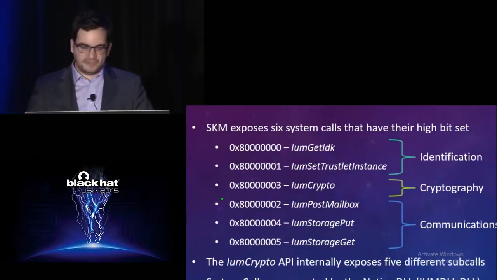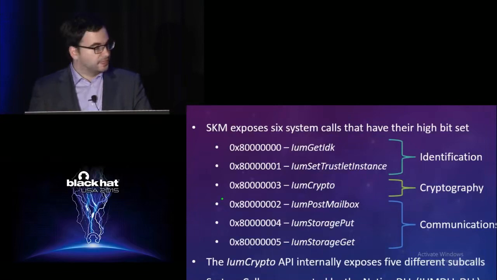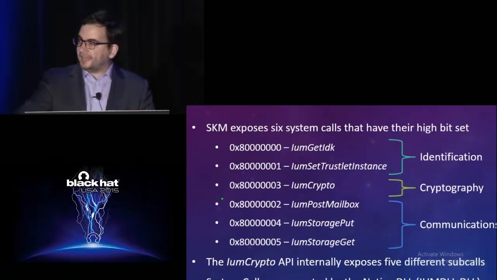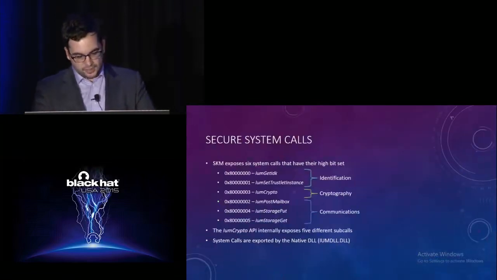Those are basically to identify yourself or the machine. There's a cryptographic system call, crypto. And then there's the system calls for mailbox and storage, which are part of the communications package. Now the crypto API itself has 5 different sub-calls. So there's 5 different things it can do. The other APIs, you call them and they just do their action.